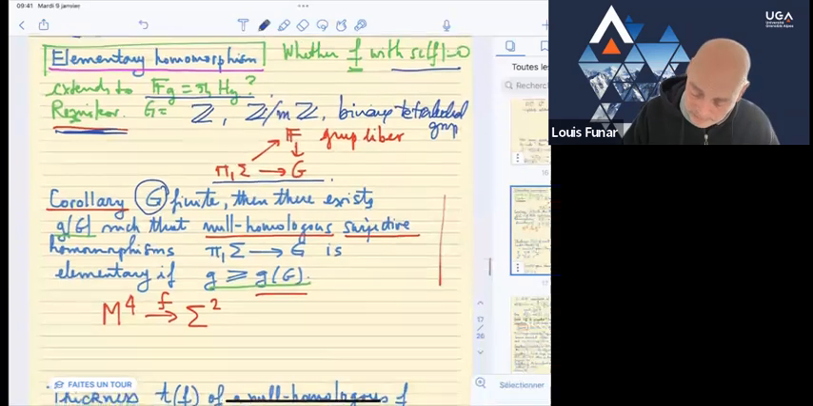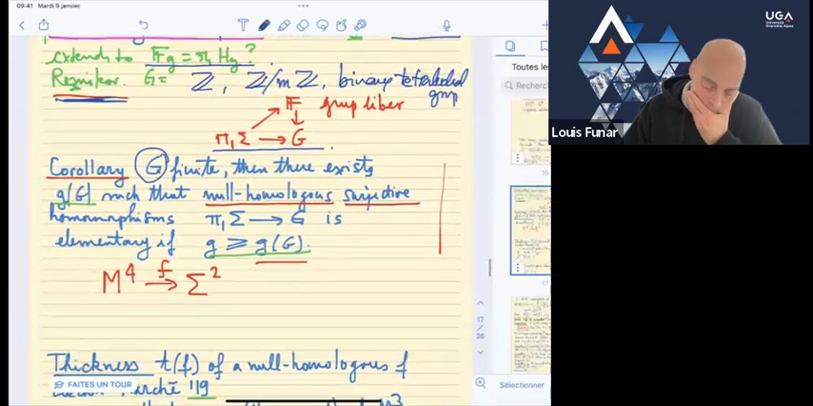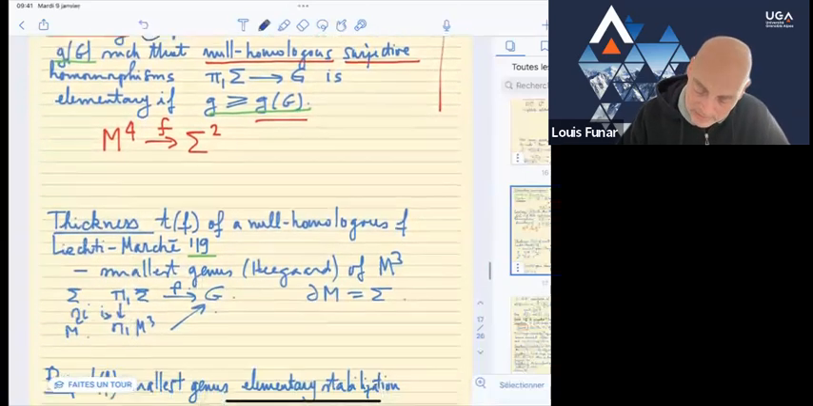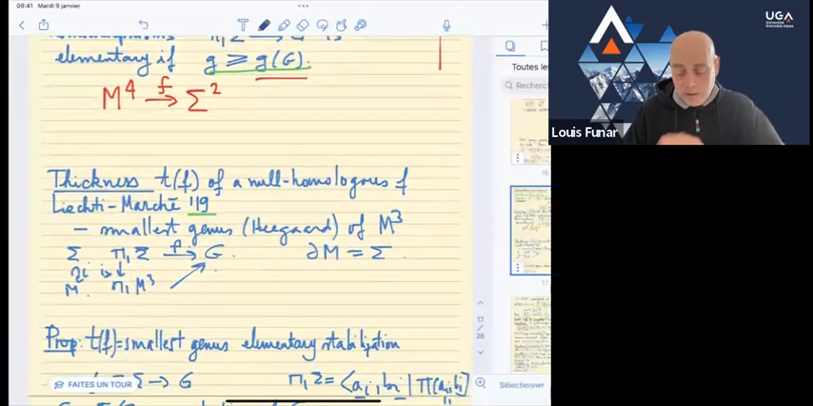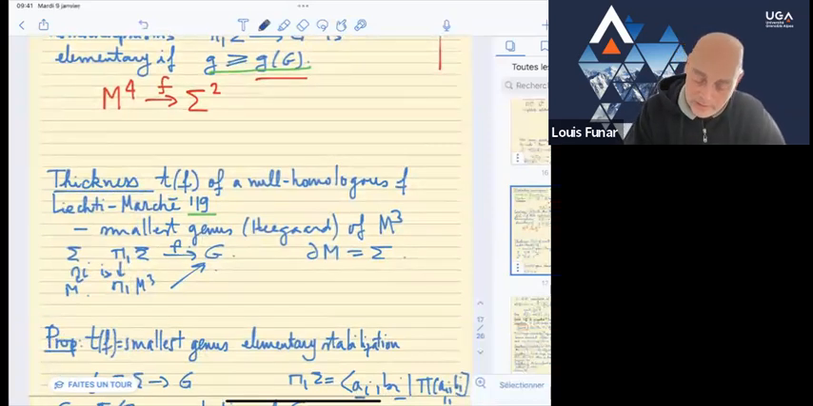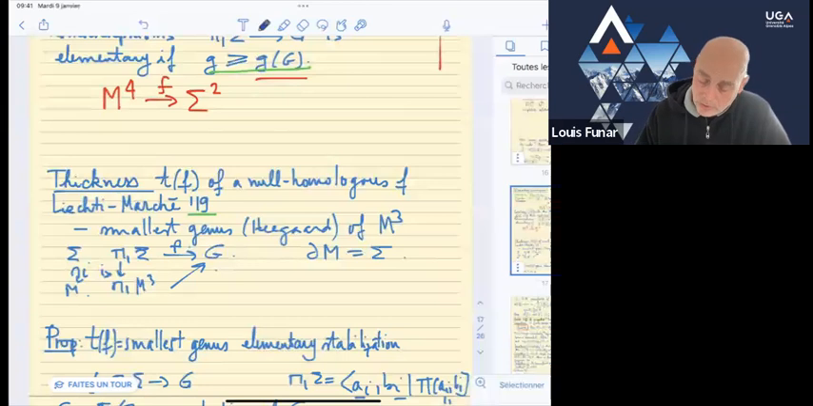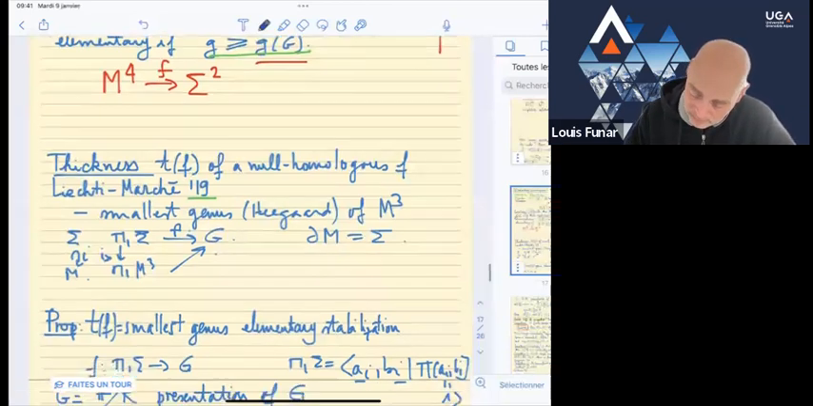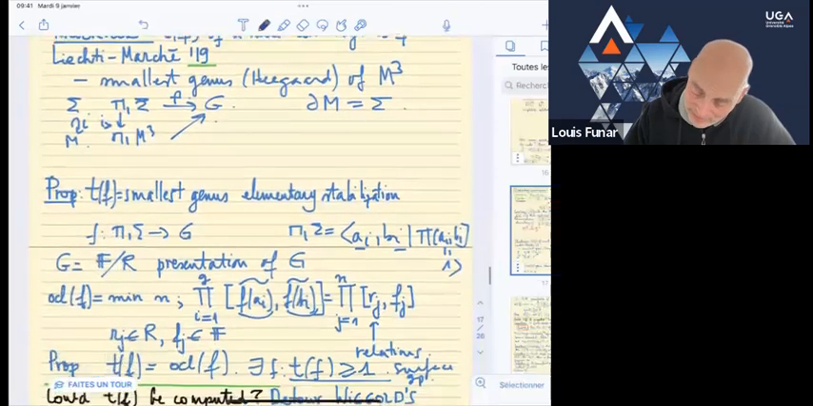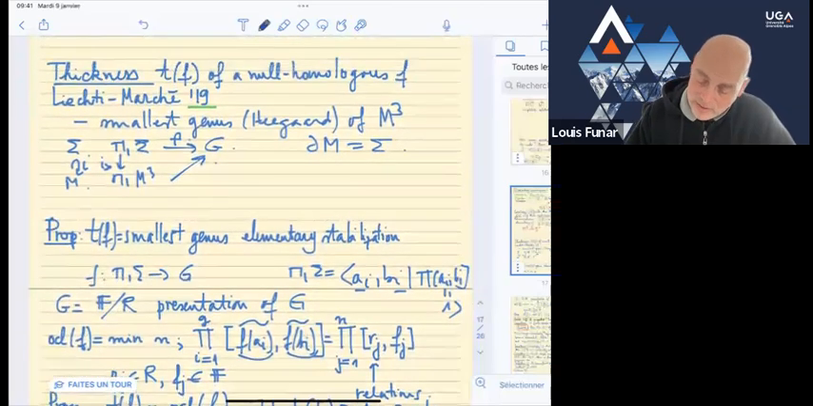Now, of course, this is saying that we have some kind of invariant. I think the first time it appears was by Livio Liechti and Marché. The thickness of a null homologous homomorphism or class is actually the smallest genus of a Heegaard surface of M3 to which the homomorphism extends. And actually, we can explain exactly this. This is precisely the number.